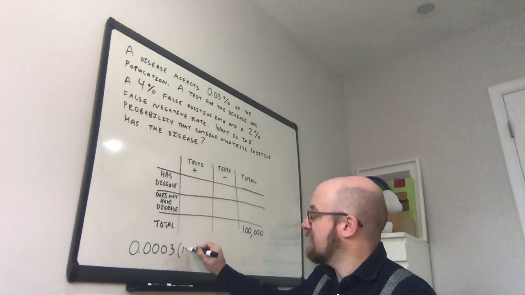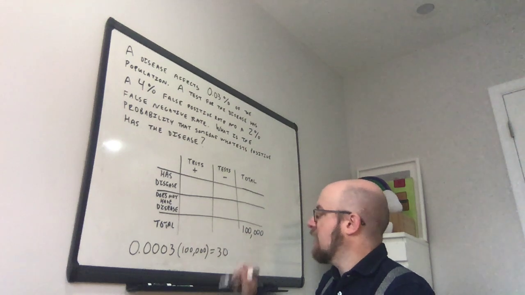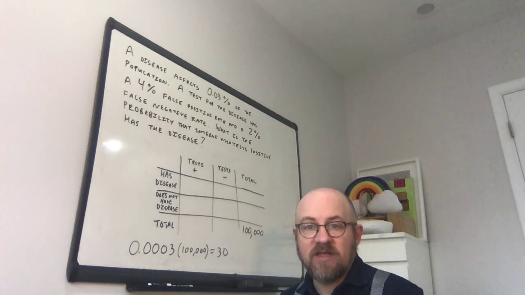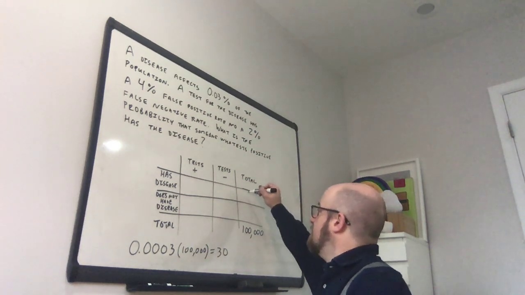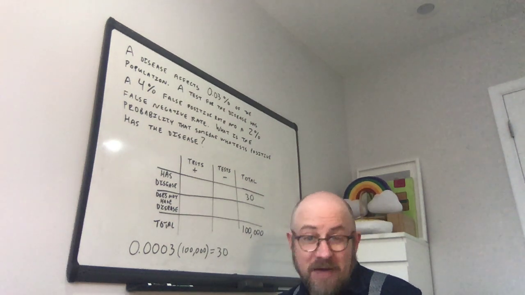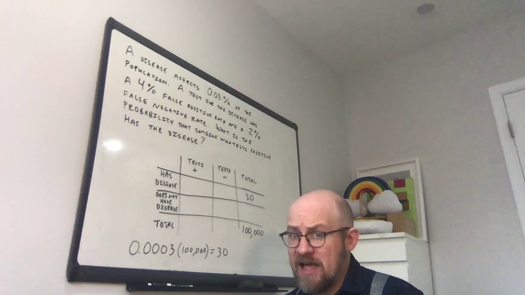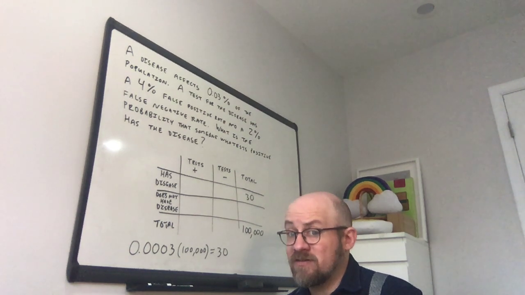And so we're going to take that times the total, 100,000, and if you multiply that out, you get 30. That tells us that out of these 100,000 people, only 30 of them actually have the disease. So this is a very rare disease. It's not something that a lot of people have. And that's going to affect our results a lot when we get to the end.